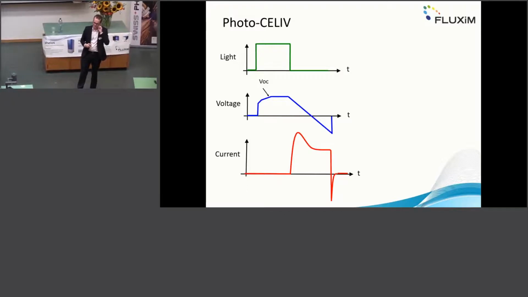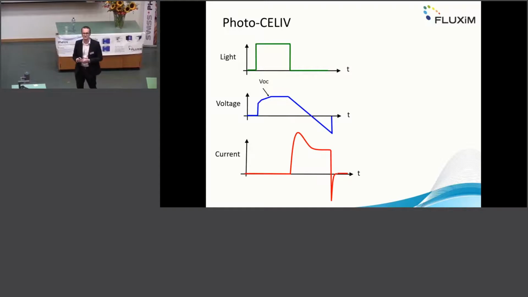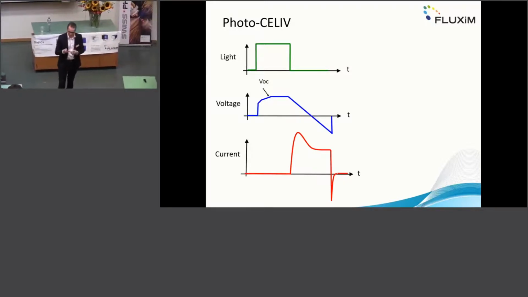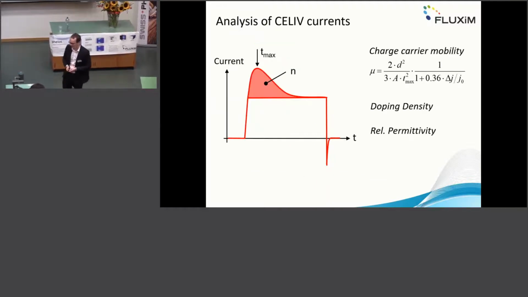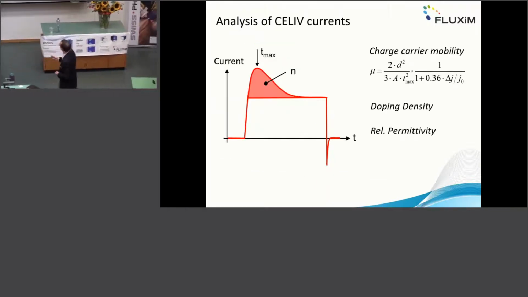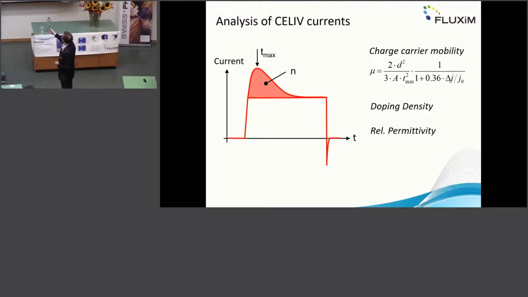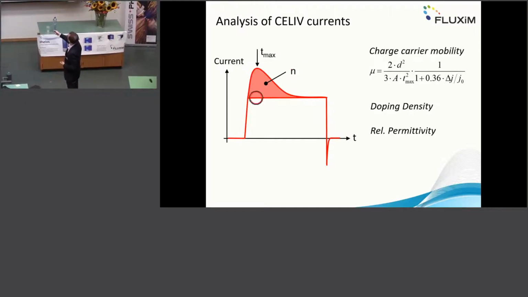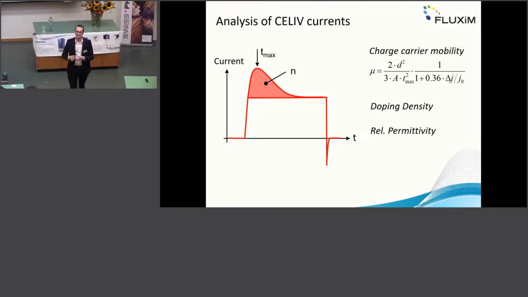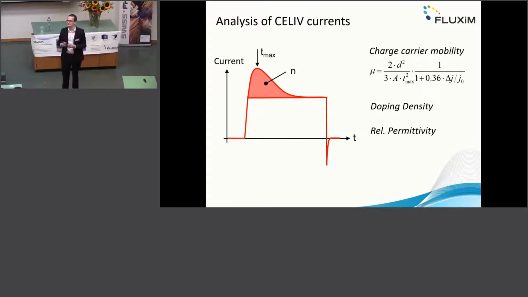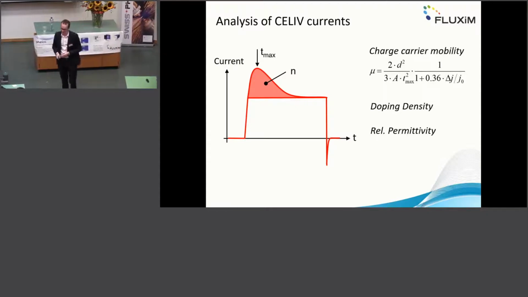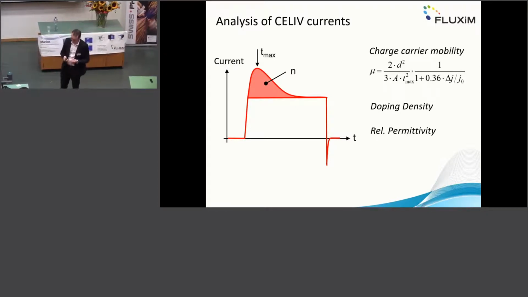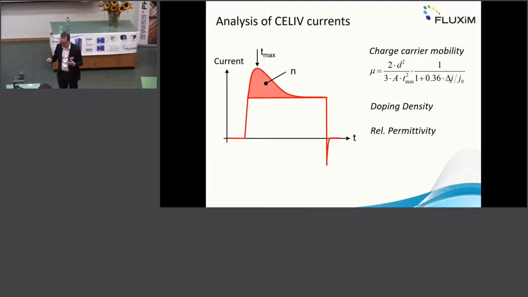Okay, and you can also extract, in the case of dark CELIV, the intrinsic charge carrier density. So for example, if you have some doping. And this is what we see on the next slide. This is what you can learn from it. So you just integrate here the charge that comes out of the solar cell, and you get an amount of charge carrier density. Either when you have created them by light, then you just get the charge density, or you get the dark doping density.